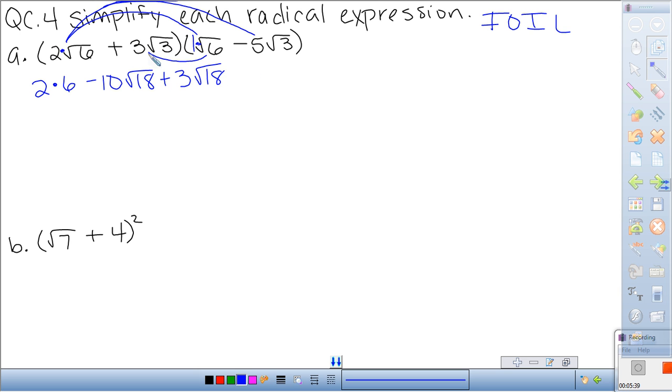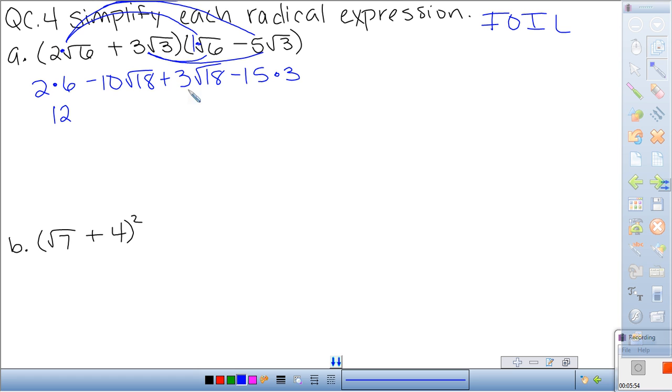And then finally, last terms, 3 square roots of 3 times negative 5 square roots of 3. 3 times negative 5, negative 15. The square root of 3 times the square root of 3 pops out. And then we'll simplify. 2 times 6 is 12. And so right here, we can simplify the square root of 18, or we can combine like terms first and then simplify.